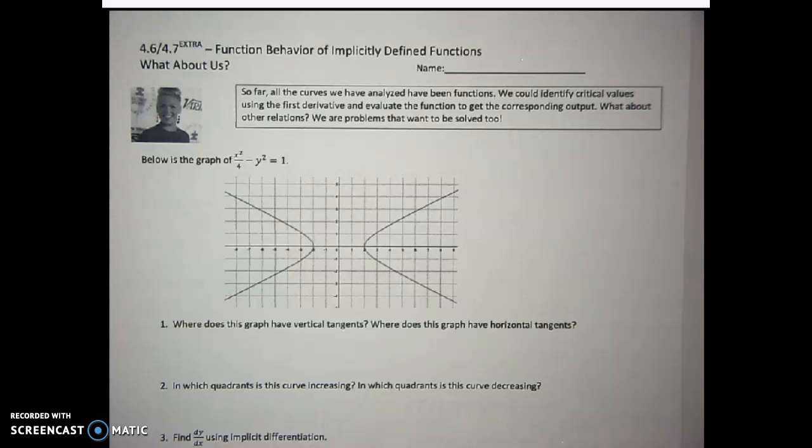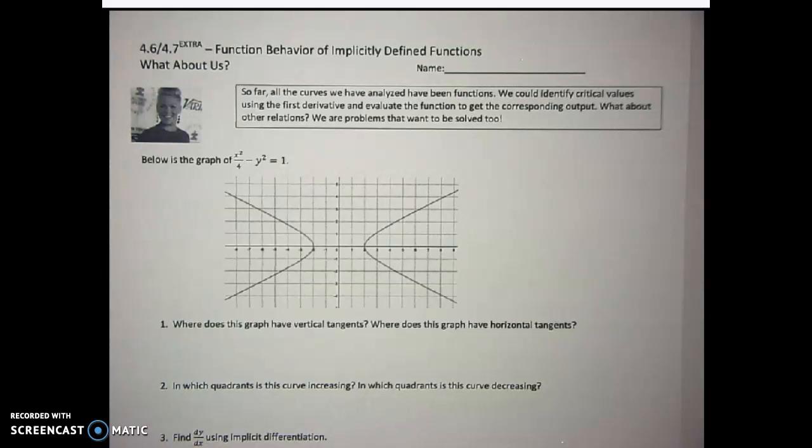This little extra section is going to talk about function behavior of implicitly defined functions. So far, all the curves we've analyzed have been functions. We could identify critical values using the first derivative and evaluate the function to get the corresponding output. But what about other relations that aren't necessarily functions? So we want to be able to look at those too.